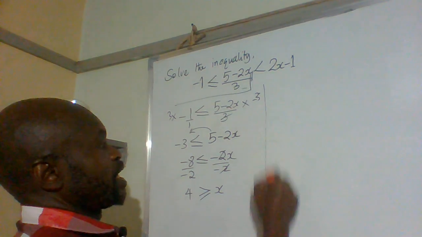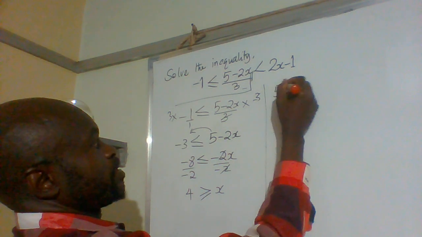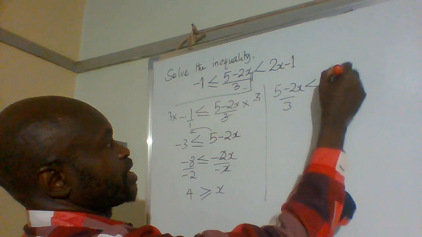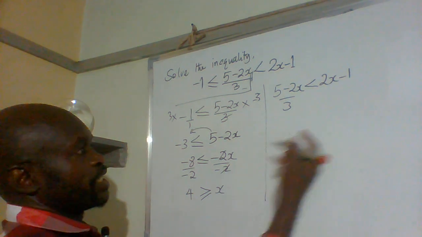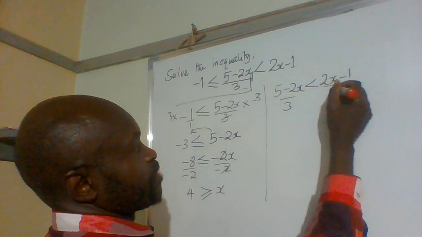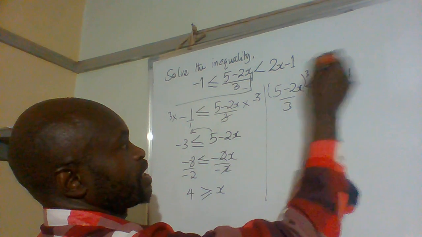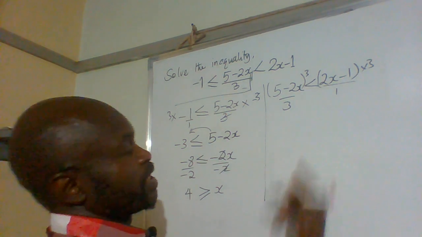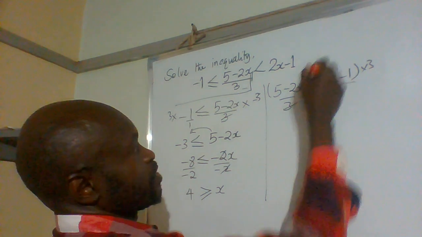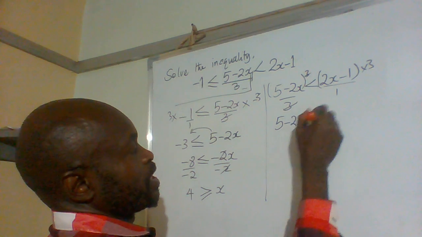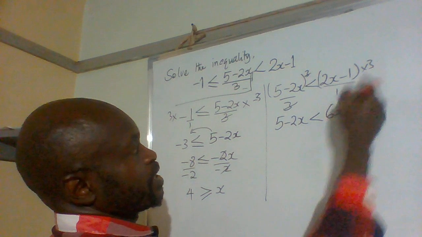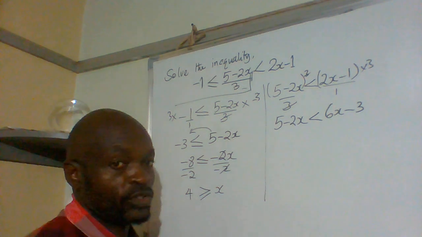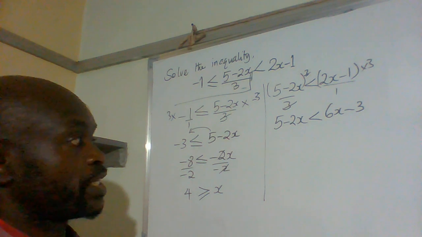Now we come to the right-hand part. So we have the same 5 minus 2x over 3 is less than 2x minus 1. Again, as we did earlier, we can put this over 1, then multiply both sides by 3, just to do away with the fraction, taking the LCM of 3 and 1. In this case, this cancels this, so we'll have 5 minus 2x is less than 6x, which is 3 times 2x, minus 3 times negative 1, which translates to negative 3.